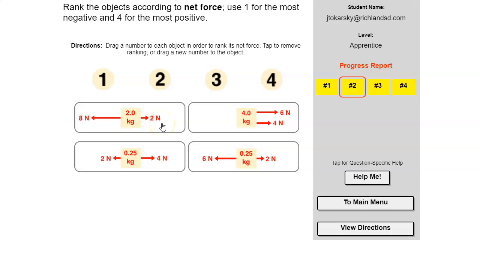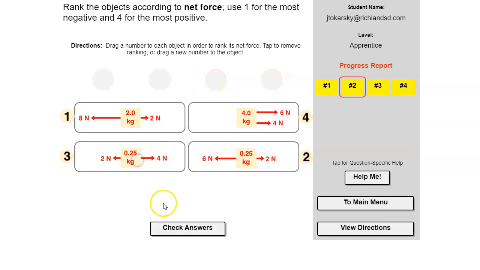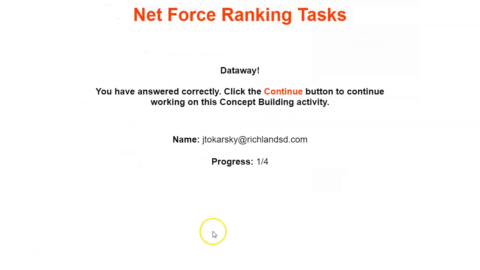So let's figure out the net force on all of them. 8 to the left, 2 to the right. That's -6. This one, 4 to the right, 2 to the left. That's a net force of 2 newtons to the right, or +2. 6 and 4, both in the positive direction, +10. 6 to the left, 2 to the right. That's a net force of 4 newtons to the left, or -4. Don't forget to get your positives and negatives right. So this one was the most negative, -6. I'll put a 1 on that. Then the next negative one was this one, -4. I'll put rank 2 on that. The most positive one is this one, leaving ranking 3 there. Check our answers, and we're good.